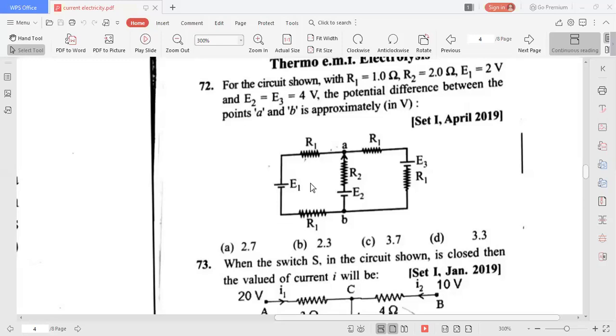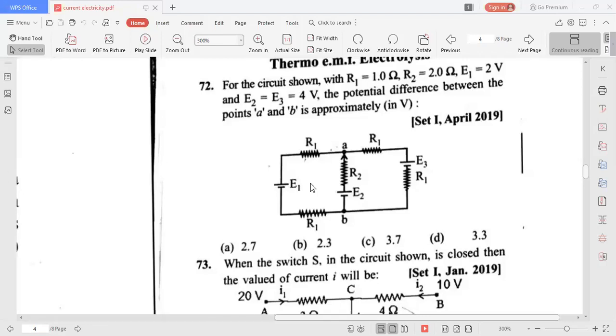If you are not having the idea, then take the EMF of this cell as more, it sends I1, this sends I2. I1, I2 combine together and convert into I. Then you apply the Kirchhoff's laws for this loop, for this loop, for this loop, and you solve them. You will get the answer. If you have this idea, you can do it directly.